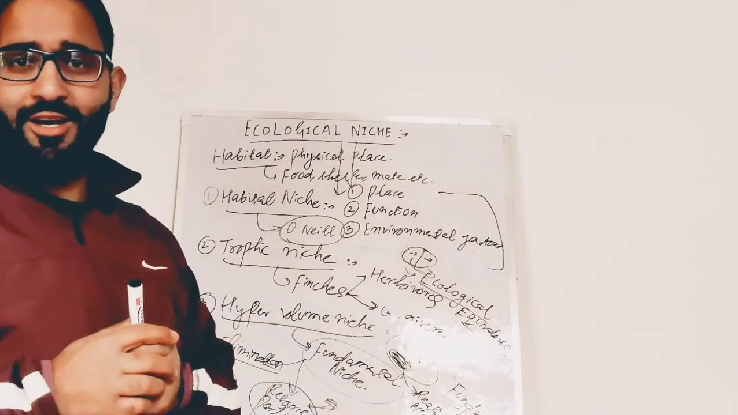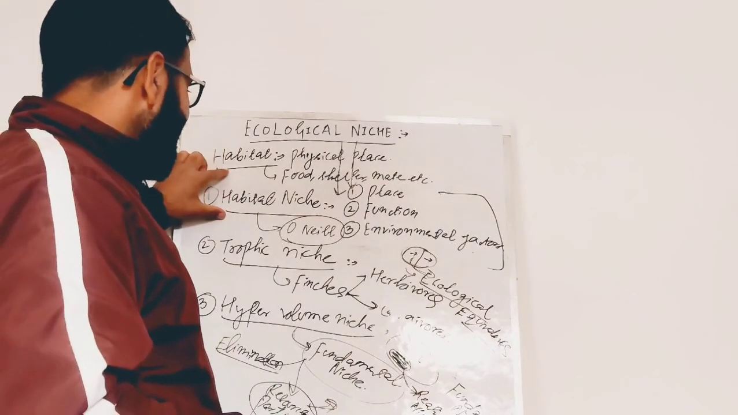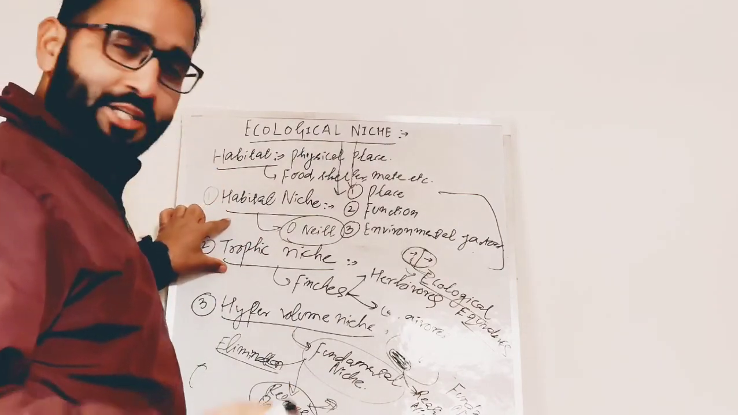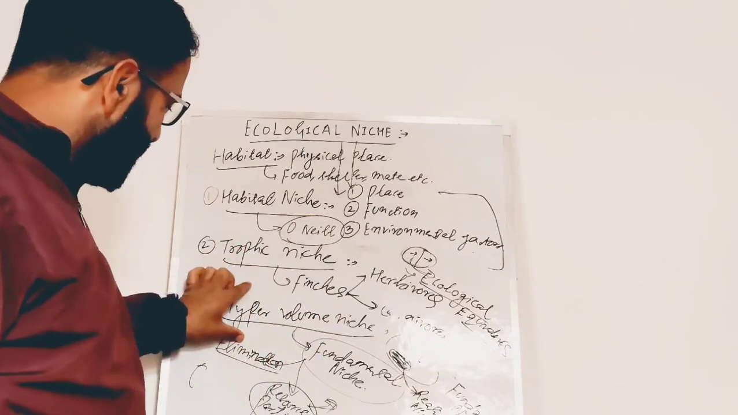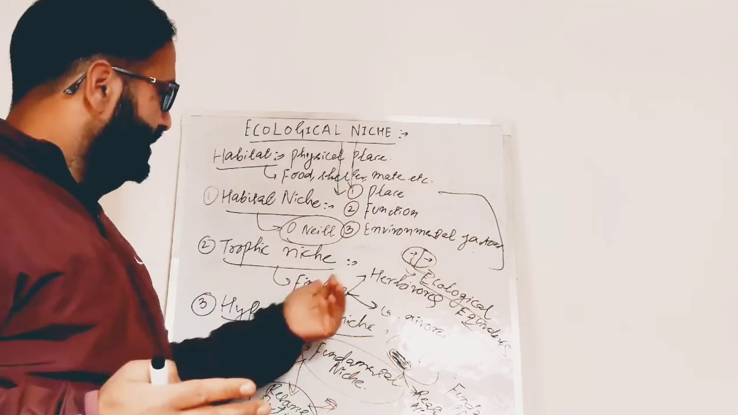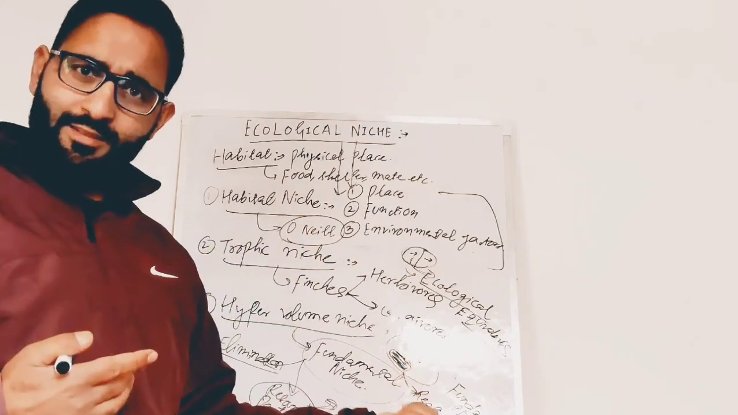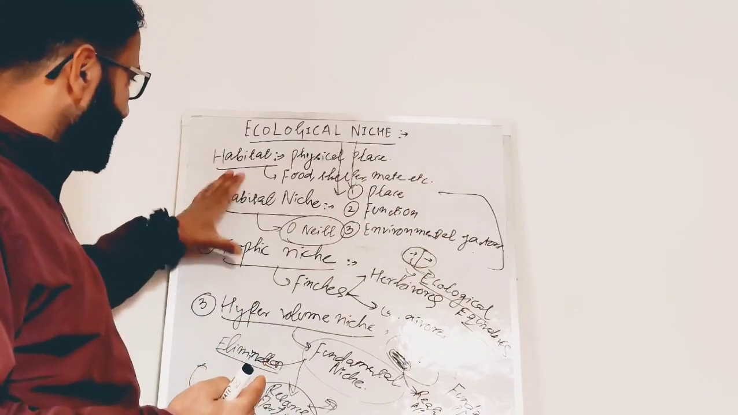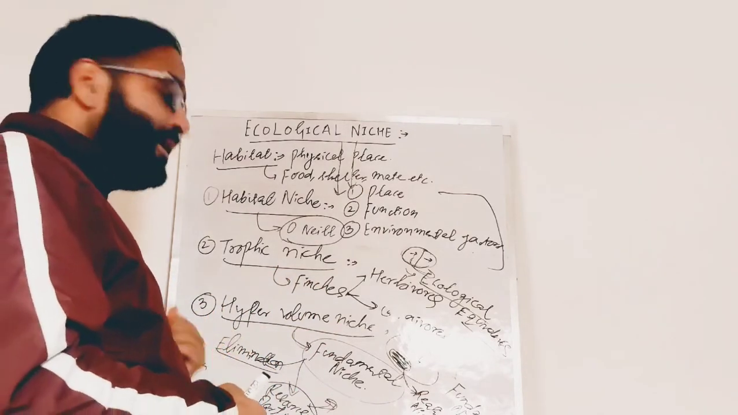Such species are called generalists. Opposite of this are specialists. Specialists have a small habitat niche, the physical place where they live is small. Small trophic niche, they eat very few kinds of food. Hypervolume niche, they live within a narrow range of environmental factors, meaning they are not able to live in changing climatic conditions. So their habitat niche, trophic niche, and hypervolume niche are small. Such species are called specialists.